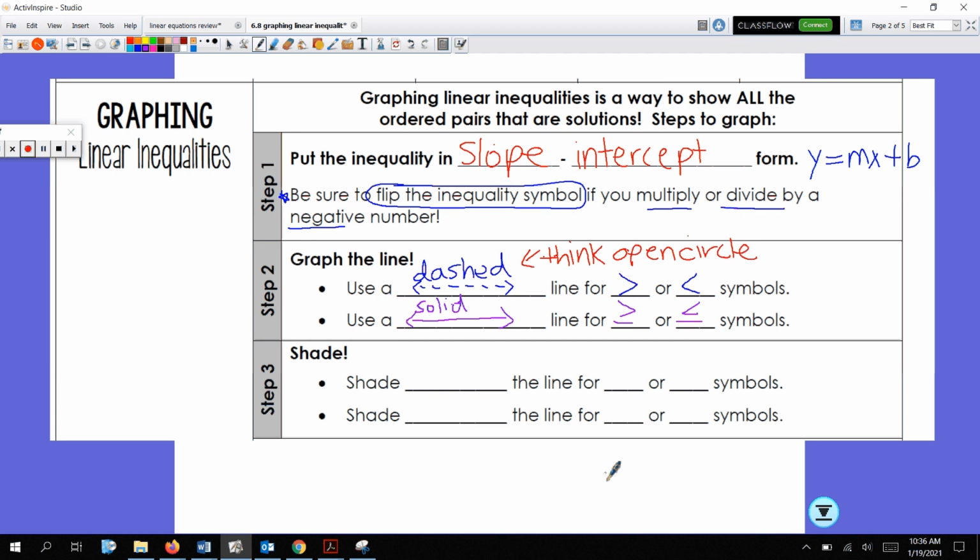So we're going to shade above the line if it's greater than or equal to. Above, right? It's greater than, it's above the line. We're going to shade below the line for less than or equal to, because below, less is underneath, above, greater, above. Okay? Let's look at some examples and maybe this will make a little more sense.